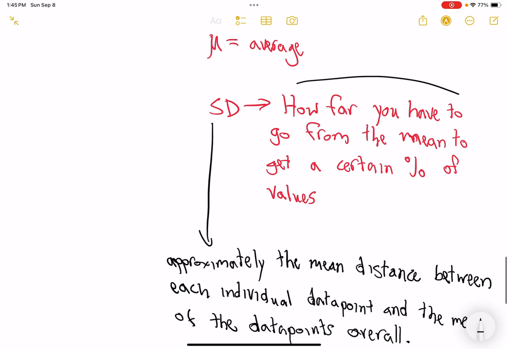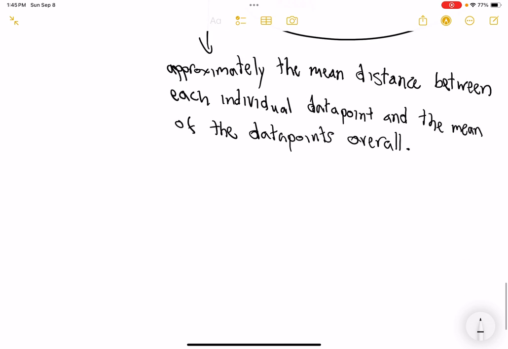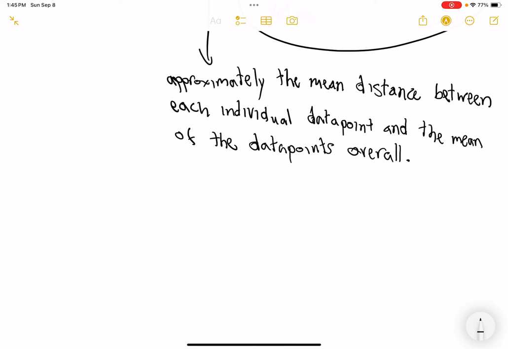Obviously, this phrasing up here makes a lot more intuitive sense, but let's break down what this means. Approximately the mean distance, so approximately the average distance between each data point, so the average distance between any data point on my curve and the mean of the data points. And that's it. That's all it is. It's the average of all of the distances of every data point from the mean, and that's it. It's literally that. It's a fundamental breakdown of what the average would be of all the data points from the mean, and thus we set our standard deviation accordingly.